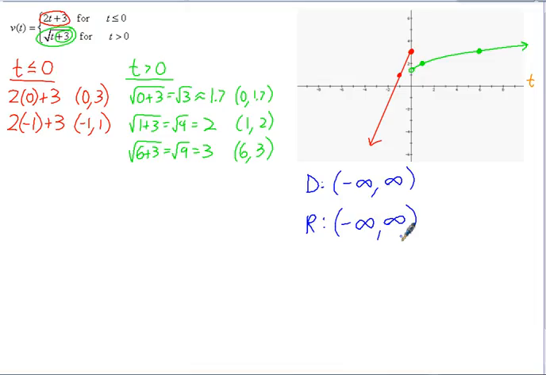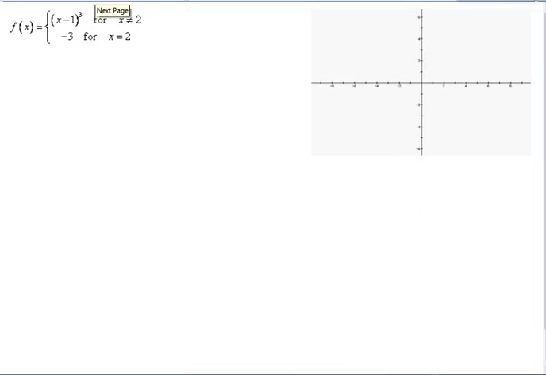Okay, let's take a look at another piecewise function now. The next one's a little bit different type of piecewise function, because notice rather than inequality signs, we've got x does not equal 2 and x equals 2. So let's see how that affects our graph here. So x does not equal 2.